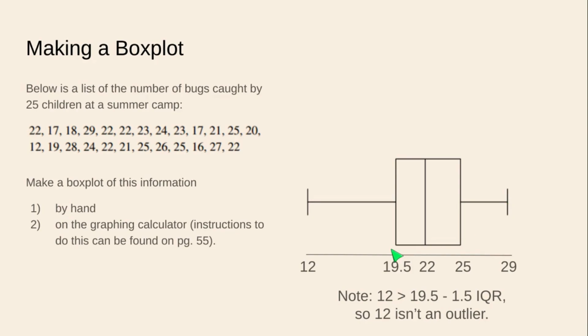We have a Q1 of 19.5, a Q2 of 22, and a Q3 of 25. A lot of the time, the number line consists of all of the values over the spread of the data. I just included key numbers just so things wouldn't get too crowded.